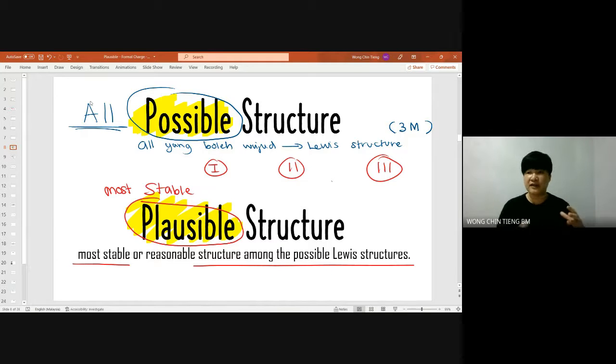And before I go to the next slide, whenever the question having the word most stable structure or the plausible structure, who is the good friend? What do we use to determine the plausible structure? Class?